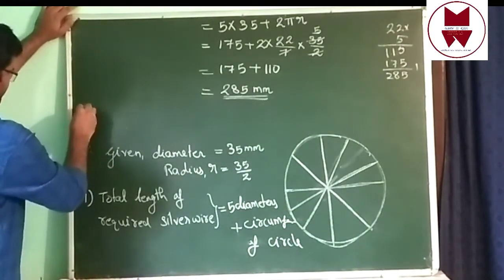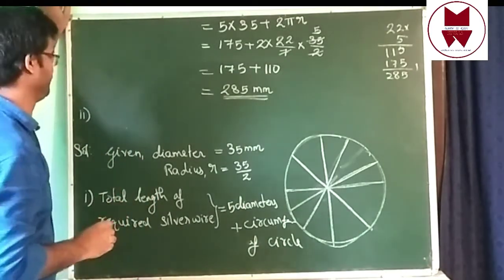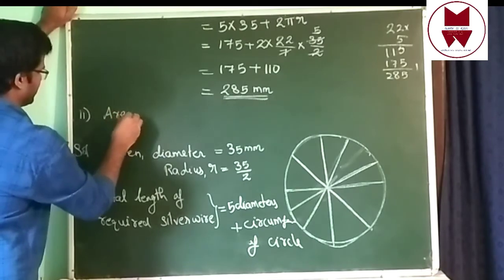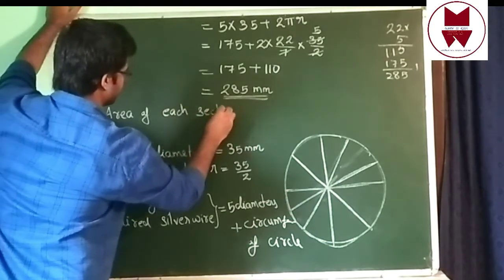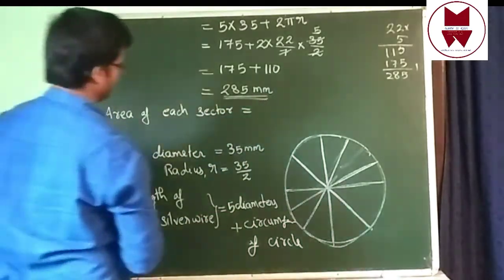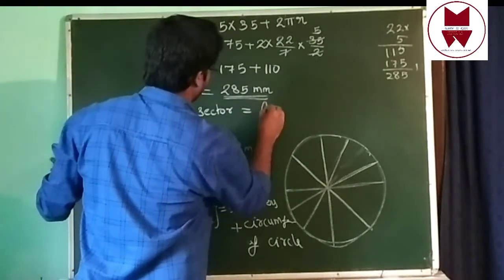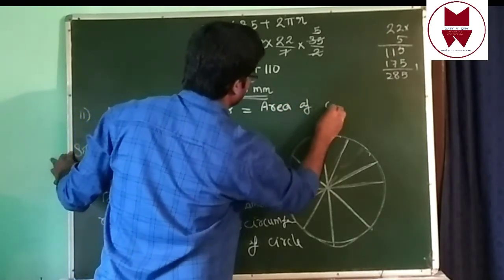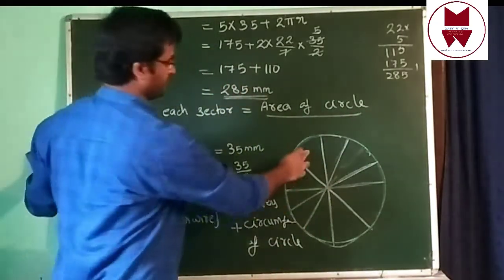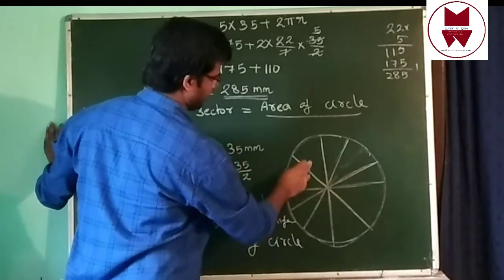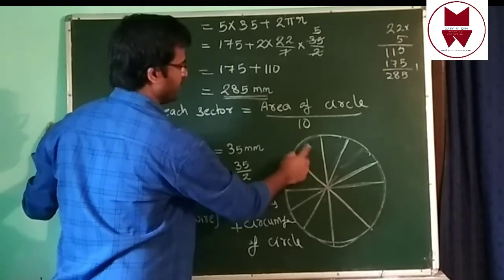Then Roman number 2. Roman number 2 is find area of each sector. Then you can write area of each sector equal to. We can use the sector formula here. Otherwise, directly you can write area of circle divided by how many sectors are there? Already given in the question, 10 sectors are there. That means divide by 10. Find out total area of circle, then divide by 10, you will get area of one sector.